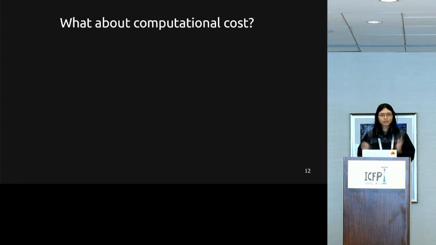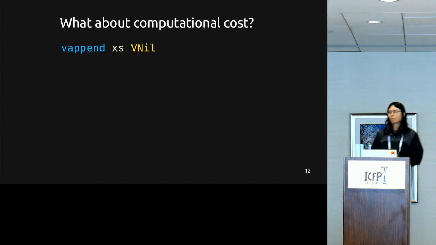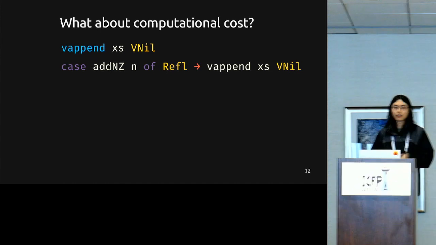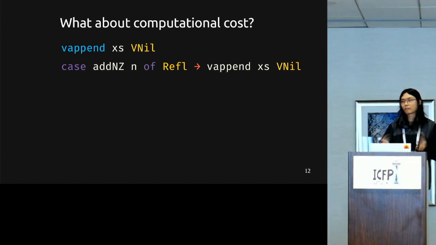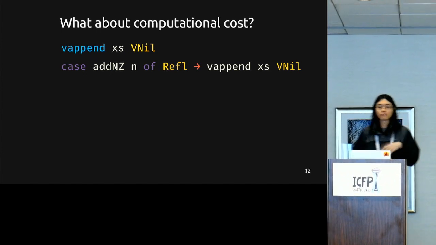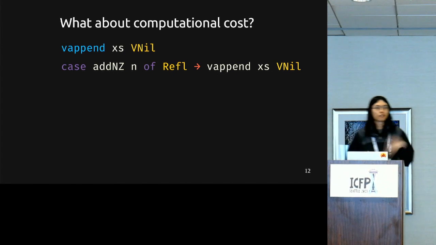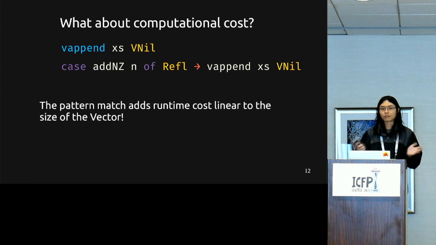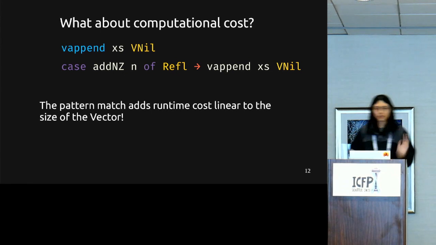So one thing that really sets programming apart from theorem proving is that we really care about the computational cost. So how does our previous append nil function perform? Here's the program we wanted to write initially. And in order to convince the type checker that our program is correct, we need to add a case analysis at the front. And every time we apply this function, before we get down to the real action, which is appending the vector, we need to first evaluate the proof @nz of n. And for the reason we discussed earlier, the pattern match is going to add runtime cost that is linear to the size of the vector. And that is not ideal.